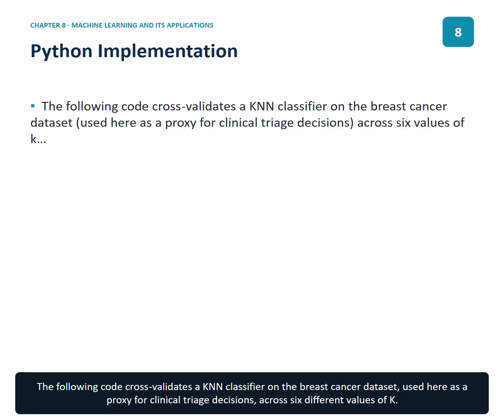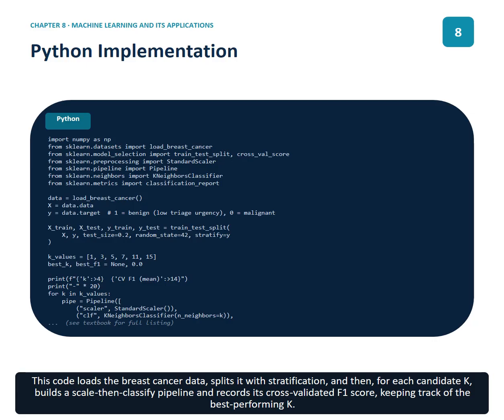The following code cross-validates a KNN classifier on the breast cancer dataset, used here as a proxy for clinical triage decisions, across 6 different values of k. This code loads the breast cancer data, splits it with stratification, and then for each candidate k, builds a scale-then-classify pipeline and records its cross-validated F1 score, keeping track of the best performing k.